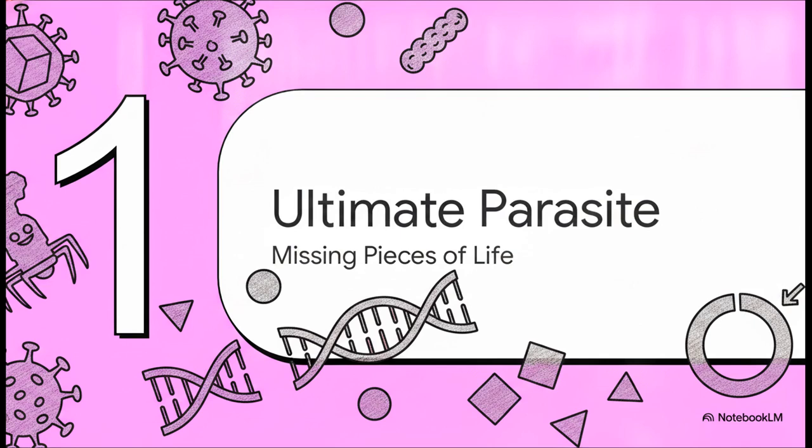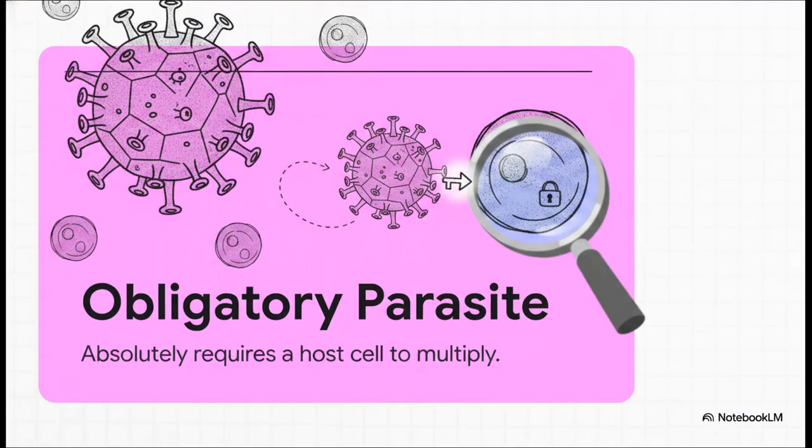To really grasp how they invade, we first have to understand what they're fundamentally missing. By definition, a virus is an obligatory intracellular parasite. The absolutely crucial word here is obligatory. Unlike bacteria, which can kind of just multiply on their own if the environment is right, a virus absolutely requires a host cell to multiply. Without a host, a virus is completely inert. It can't grow, it can't move, it can't do anything. It's really just a dormant package waiting for a door to unlock.